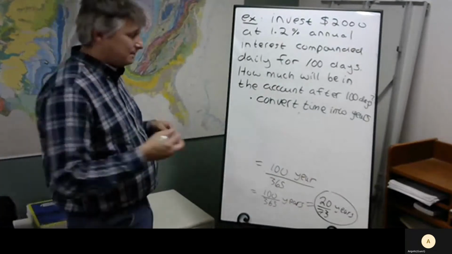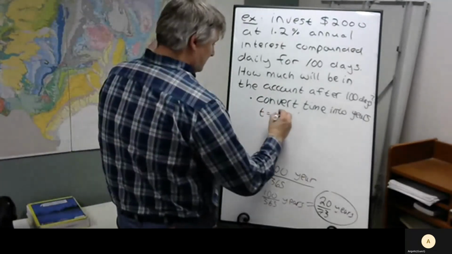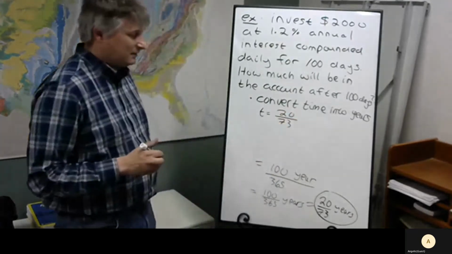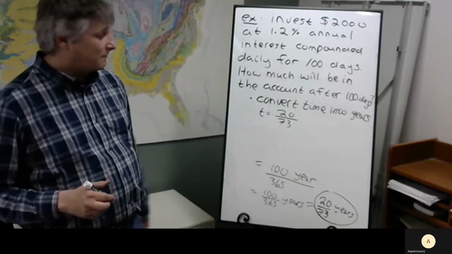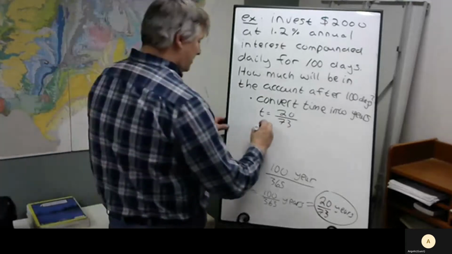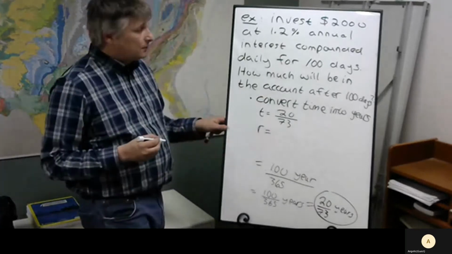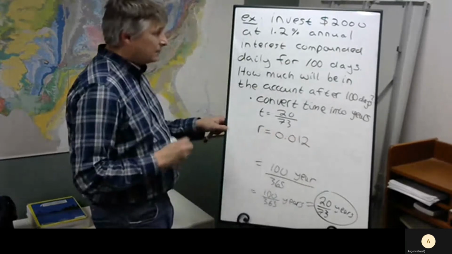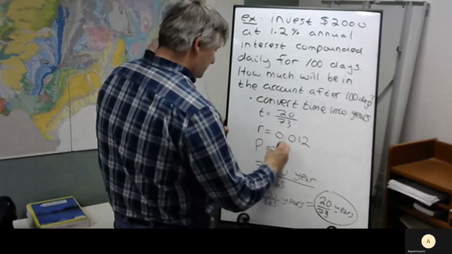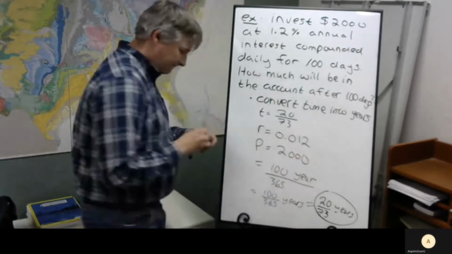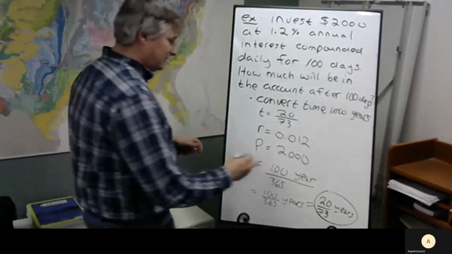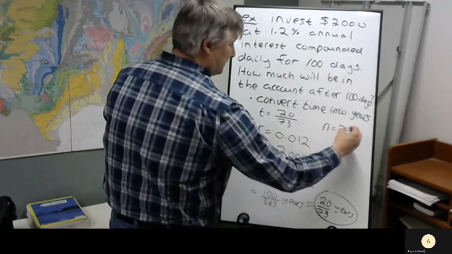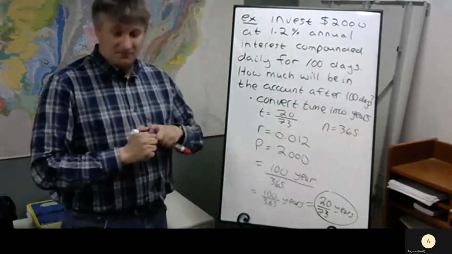So that means for our time, t will be 20 over 73. So again, this is how much of a year we're working with. And then r as a decimal, 0.012. P is 2,000. And since we're compounding this daily, we're going to have n as 365. And again, just for this section.